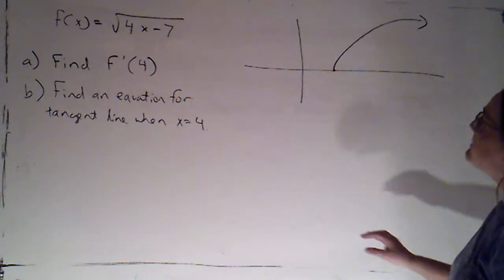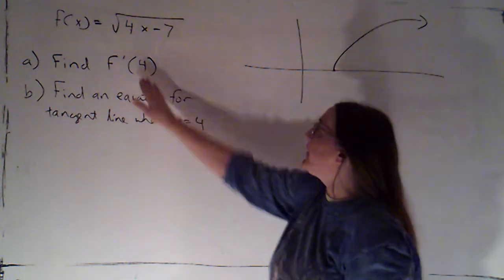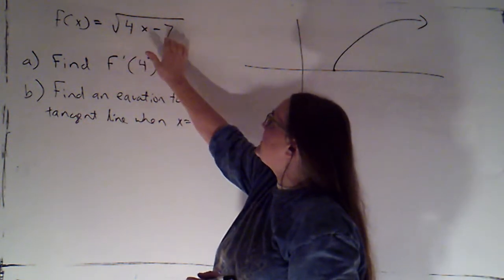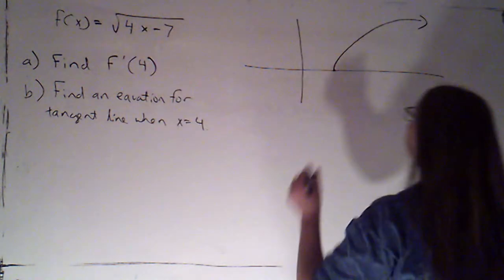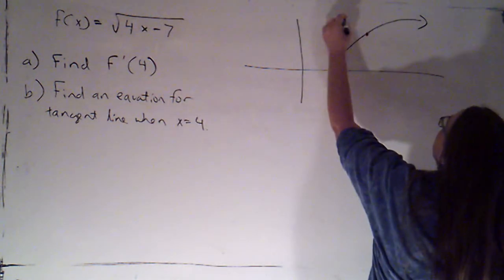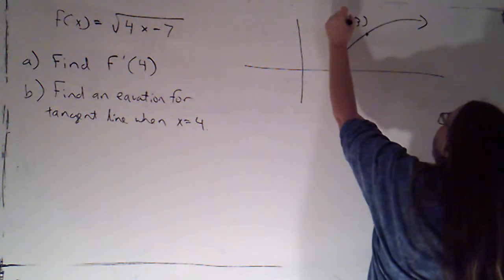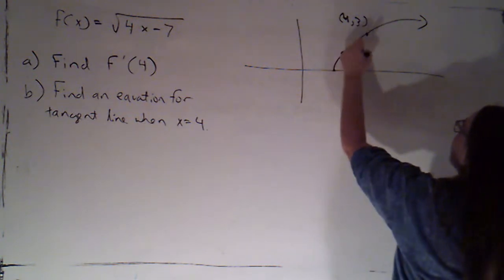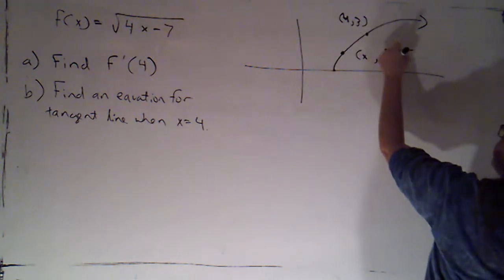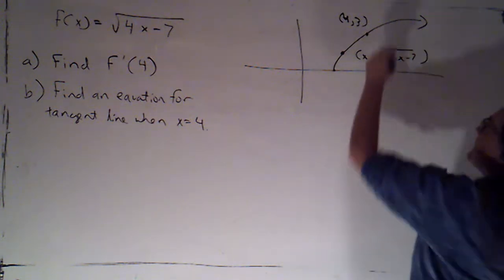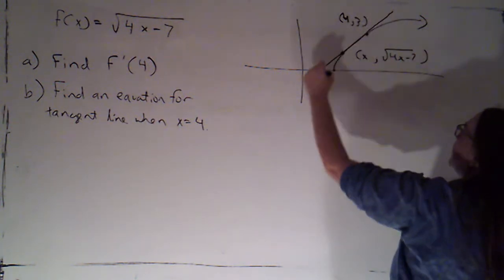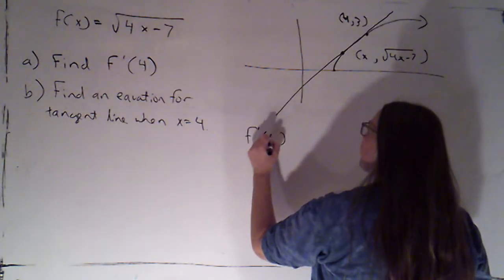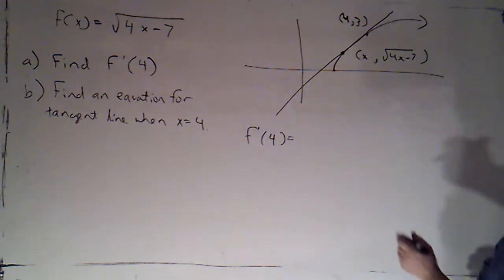Okay. Now, I'm concerned with the point where x is 4. If x is 4, when I plug that in, I'm going to get 16 minus 7 is 9. Square root of 9 is 3. So the point (4, 3) is the point of tangency that I care about. I want to draw in another point that I'm just going to label (x, root 4x minus 7). And then I can draw in that secant line. And then I can say f prime at 4 is the slope of that tangent line.